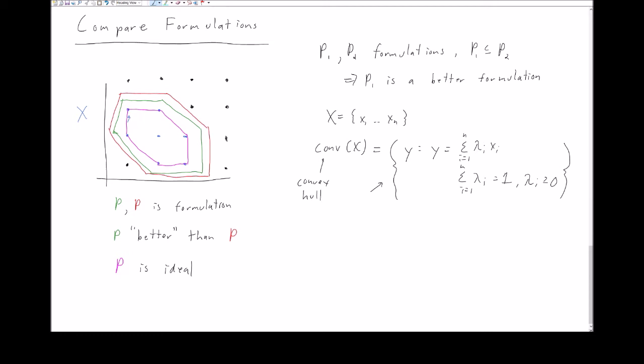We're going to say that a formulation is ideal whenever it's equal to the convex hull. So when P is equal to the convex hull, P is ideal. The convex hull is going to be important in what follows. And geometrically, all the convex hull is this magenta shape, where we've sort of connected the dots of the points on the exterior of X.